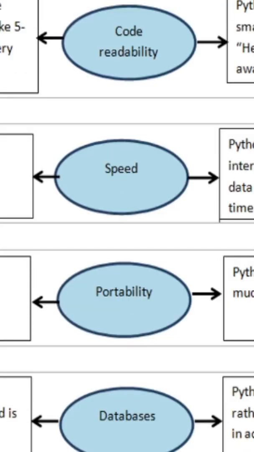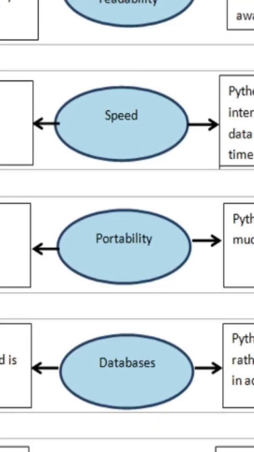A simple operation in Java like printing hello world will take 5 to 6 lines of code. Java code is very verbose compared to Python. Python programs are relatively smaller. If you want to print hello world, you do it straight away using one print statement.